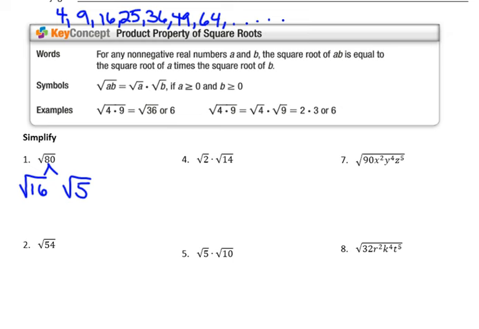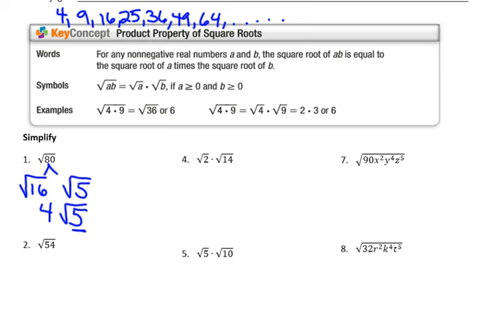Now I'm going to look and say, okay, can I then take the square root of either of these numbers? Is it a perfect square? Well, the square root of 16 is 4. I can't take the square root of 5, so we say it's 4 times the square root of 5. So this is simplified. There is no longer a perfect square underneath that radical symbol.